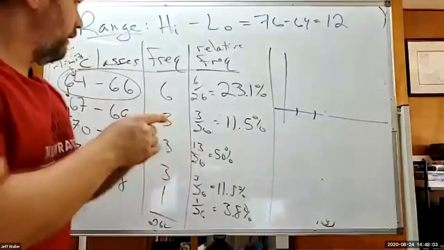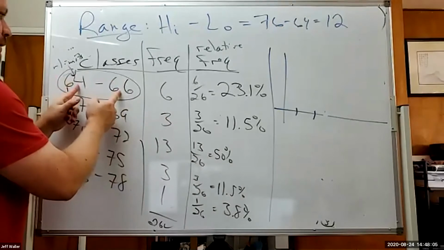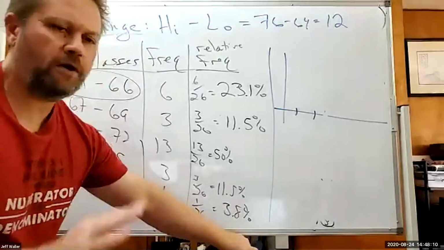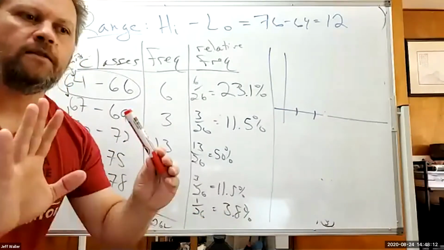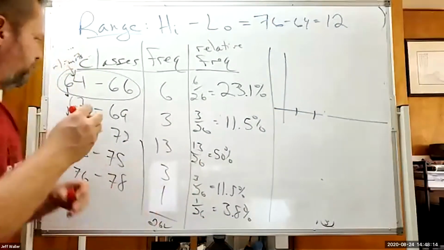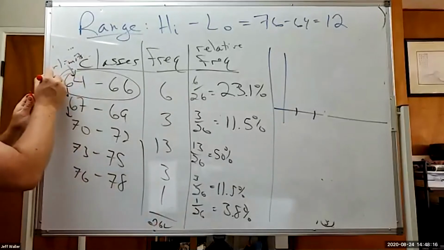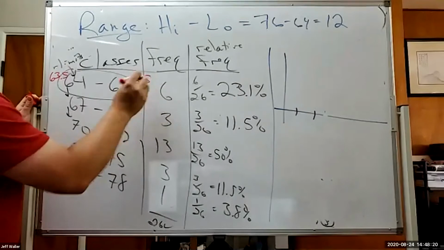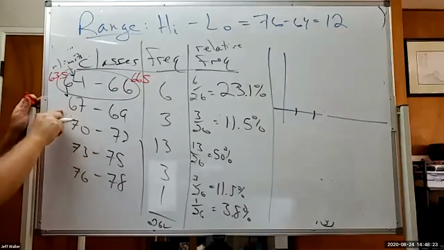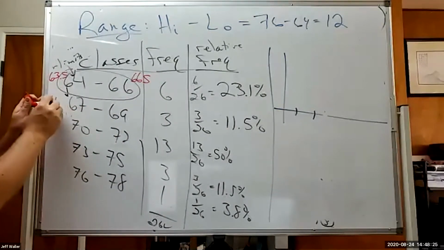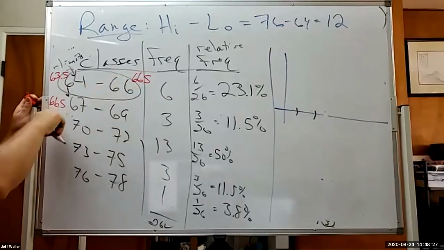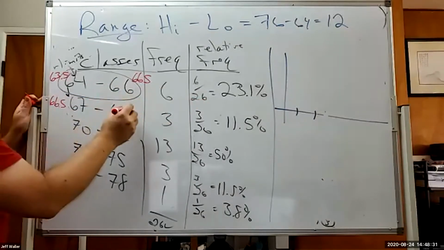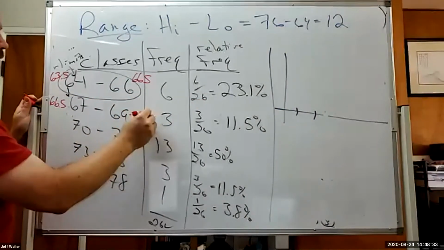So there are limits to this class, and then there are boundaries that go up and down by a half. So what happens if I go down by a half and up by a half? Where would the next one start? I would go down by a half, and that would be 66. See how they overlap now? There won't be any gap on the picture. And this goes up by half.